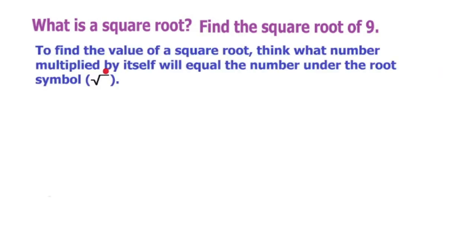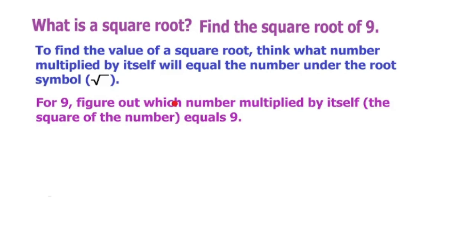So to find the value of a square root, think what number multiplied by itself will equal the number under the root symbol. This is the root symbol. So for 9, we need to figure out which number multiplied by itself equals 9, or basically the square of the number. A number that's multiplied by itself is called the square of the number.